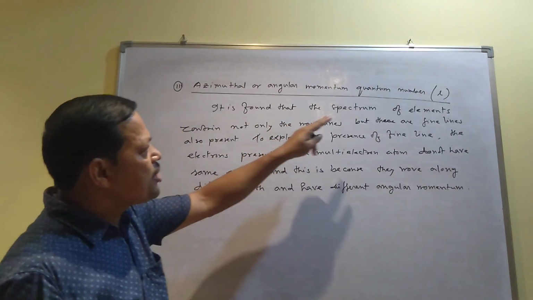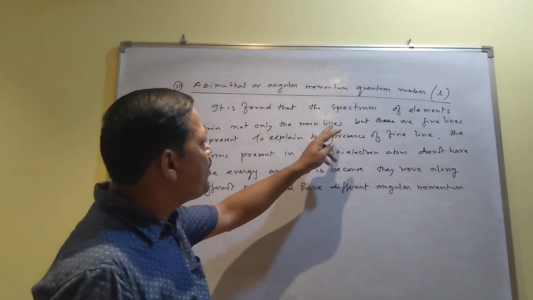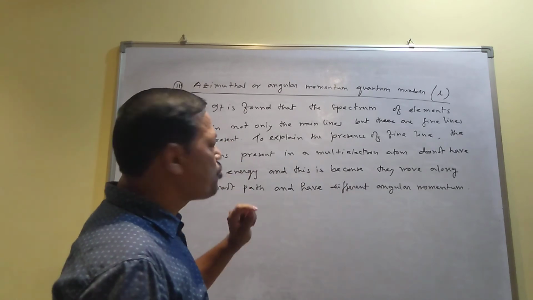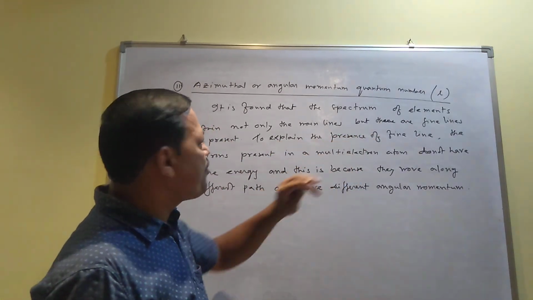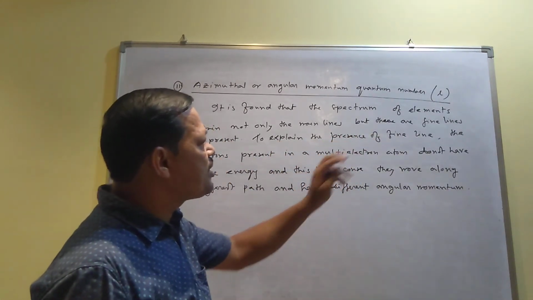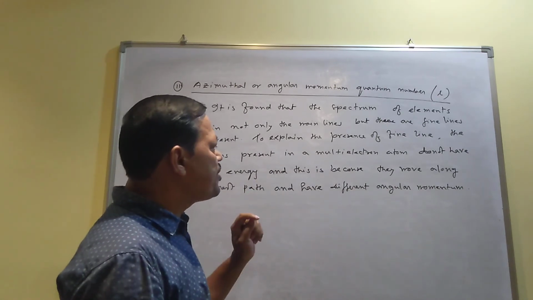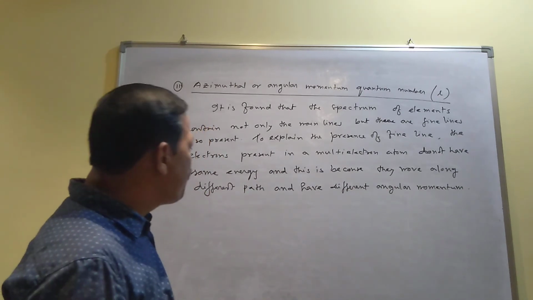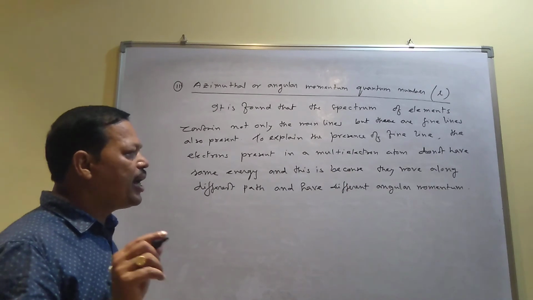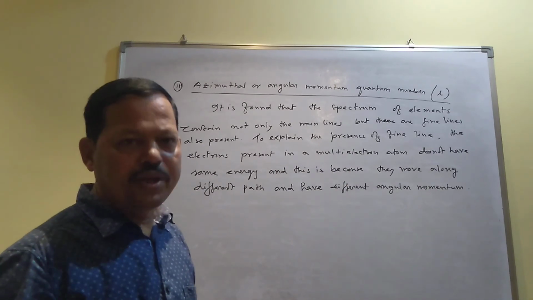So it is found that the spectrum of elements contains not only the main lines but fine lines are also present, and to explain the presence of fine lines, the electrons present in a multi-electron atom do not have the same energy, and this is because they move along different paths and they have different angular momentum.